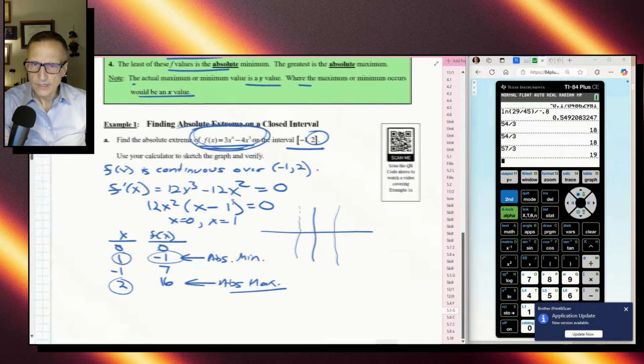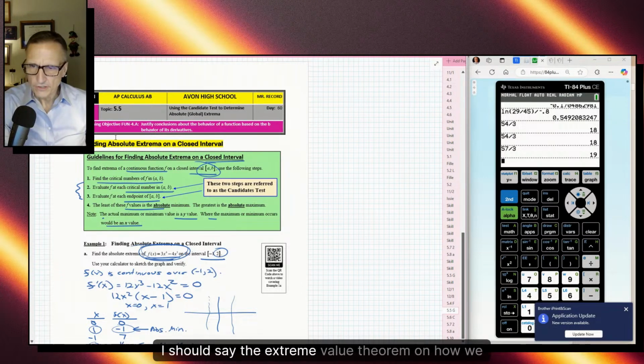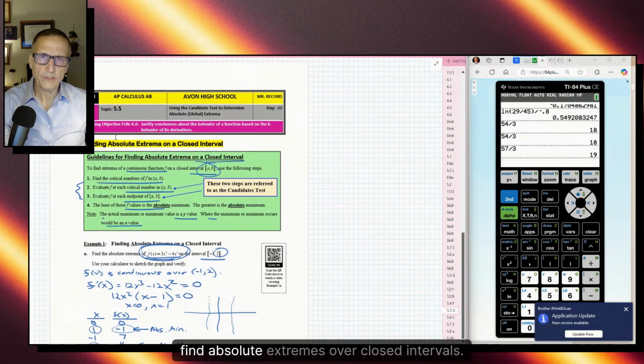All right, so that is the extreme value theorem on how we find absolute extremes over closed intervals.